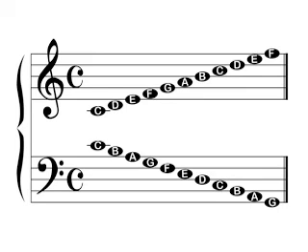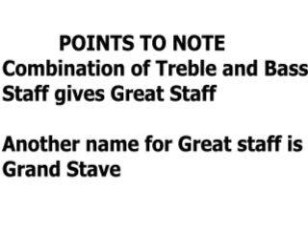So if you count everything from the bass staff up, you see that everything is going to be sequential. G, A, B, C, D, E, F, G, A, B, C, D, E, F, G, A, B, C, D, E, F. When you combine the treble and the bass staff together, that's what you're going to get. Those are all the letters you're going to get from the staff. When you combine the two staffs together, it's called a great staff or a grand stave.